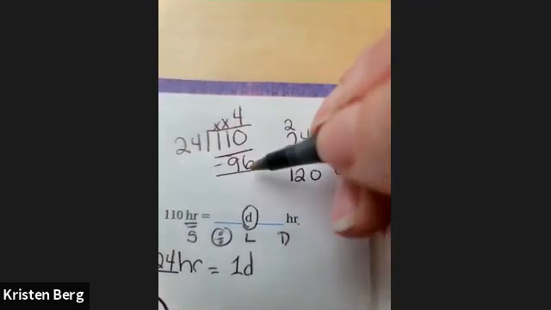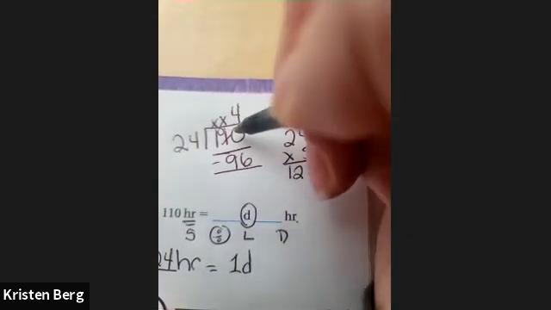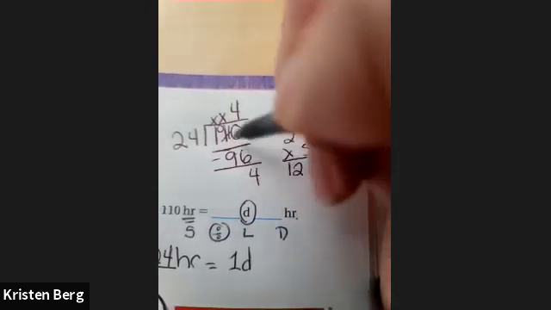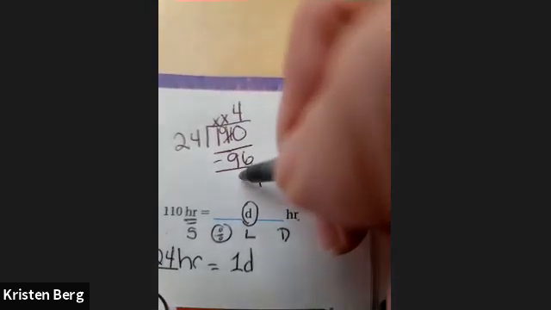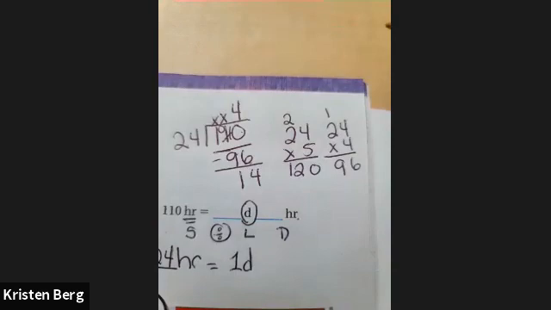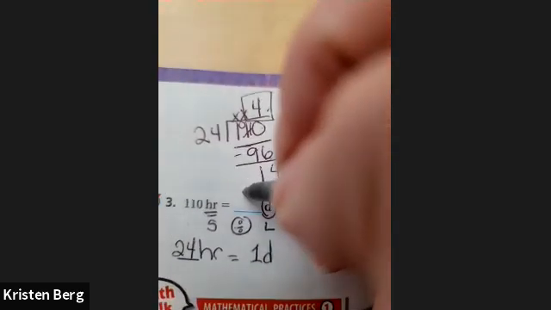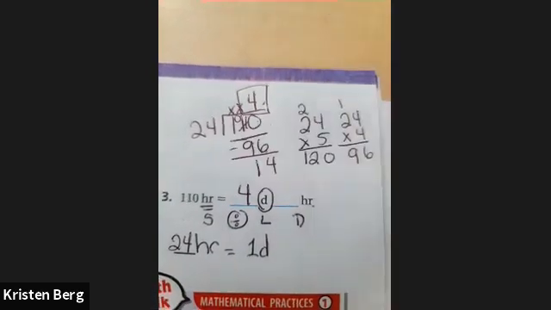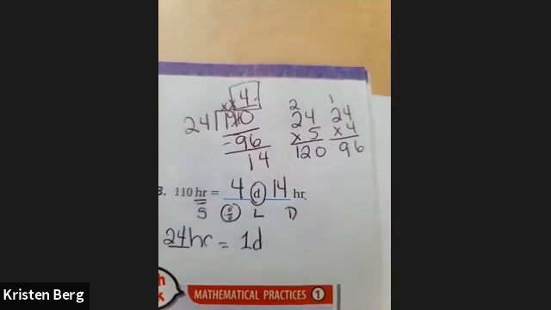Can I have 0 and take away 6? No. So I'm going to come over and borrow. So 10 minus 6 is 4. 10 minus 9 is 1. So therefore it would be 4 whole days and then 14 out of the 24 hours. So that would be just 14 hours as well. So 4 days, 14 hours.